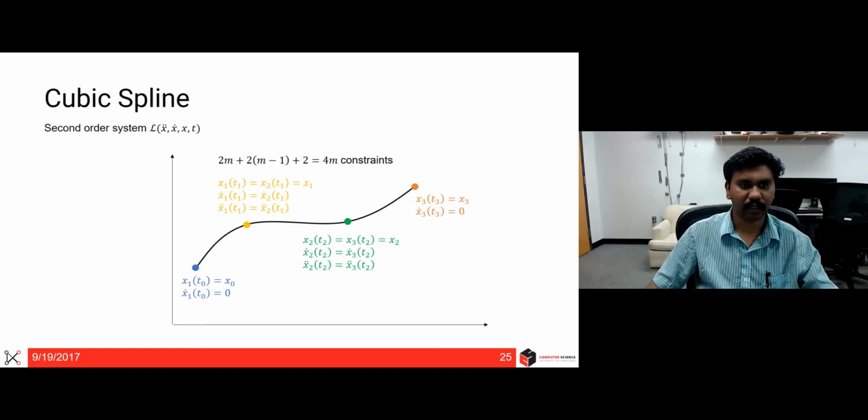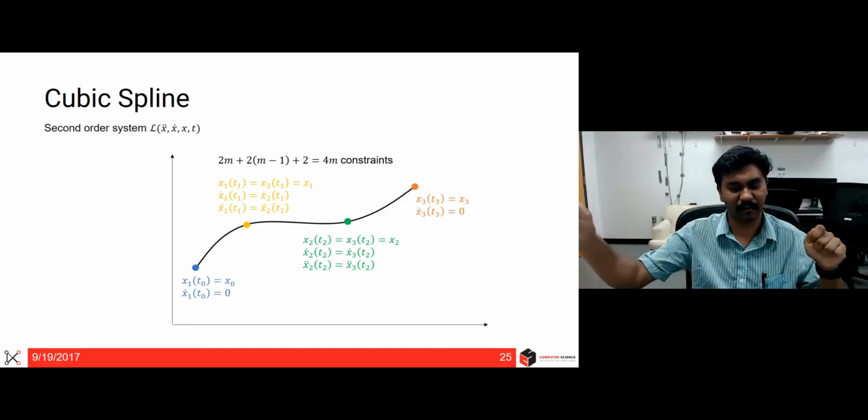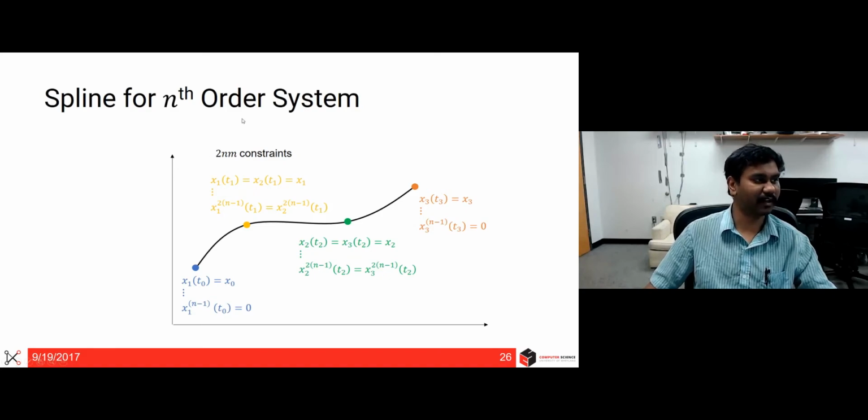Of course, it has totally 4m constraints, wherein we get 2m constraints from position, 2 into (m minus 1) constraints from derivatives, and 2 constraints for the endpoints. Of course, you can extend this for an nth order system.